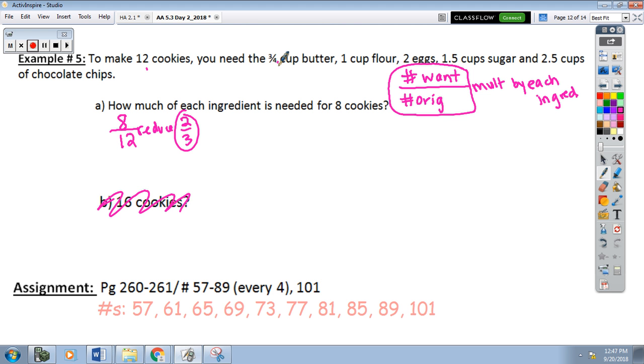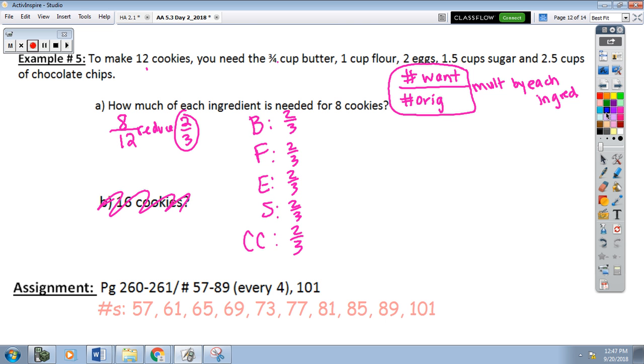So now all you have to do is take 2/3 times every ingredient in the list. So let's just make a list of our ingredients. We have butter, flour, eggs, which to cut eggs in half is pretty difficult, but whatever. Sugar, and chocolate chips. So you're literally just going to take 2/3, which is our scale factor, and multiply it. I just listed it up next to every number. Multiply it by each of the ingredients.